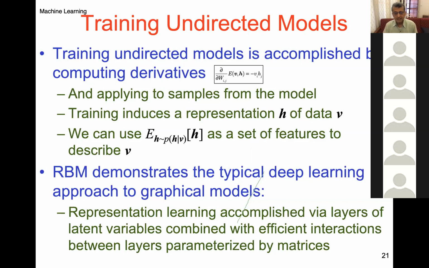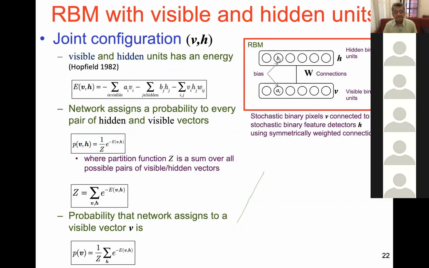RBM demonstrates the typical deep learning approach to graphical models: representation learning accomplished via layer-wise latent variables combined with efficient interaction between layers parameterized by matrices. Okay, it's all efficient, but we want the concept. So these slides try to get you the concept, and you have to concentrate on what's going on here.